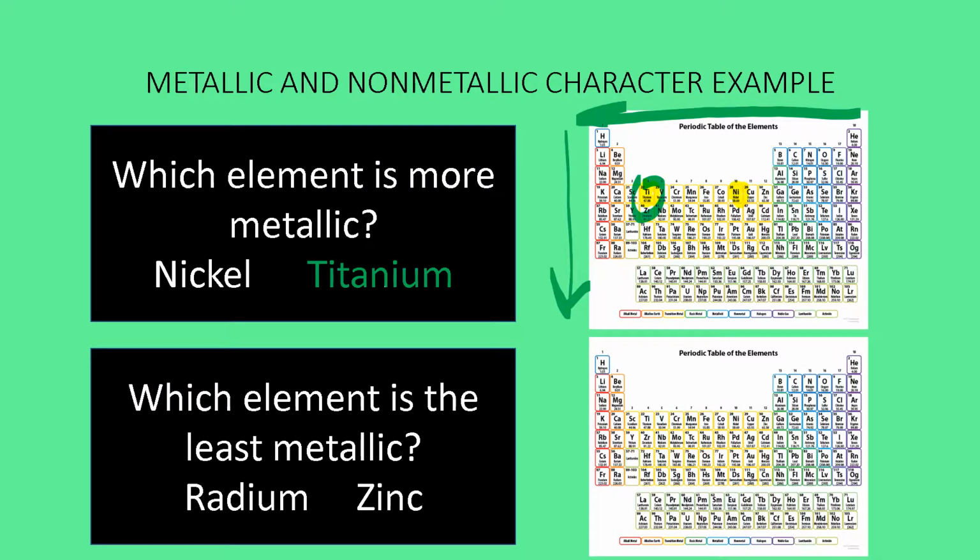Now our next question asks us about which element is the least metallic. Is it going to be radium, which is located all the way down here, or is it going to be zinc, which is located all the way up here? So we're going to draw out our trend for non-metallic or least metallic, and that's going to go from the bottom to the top and from the left to the right. And because zinc is on top of and to the right of radium, we know that zinc is the less metallic of the two.